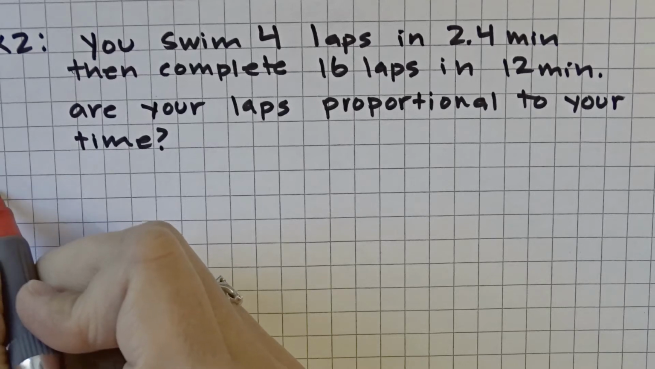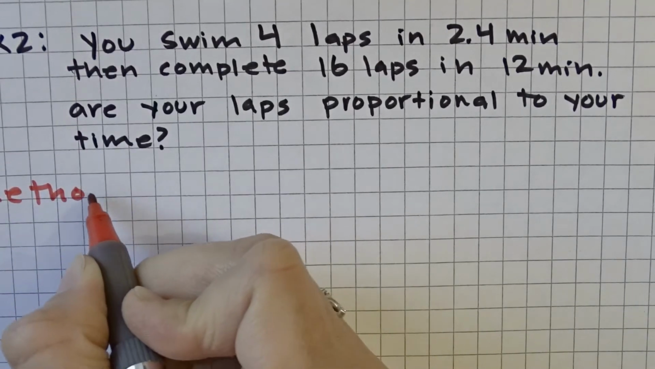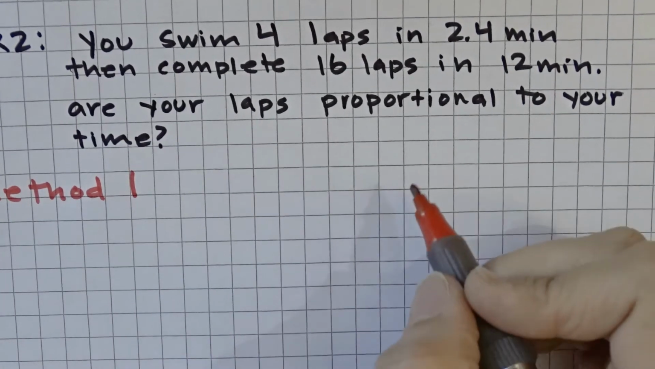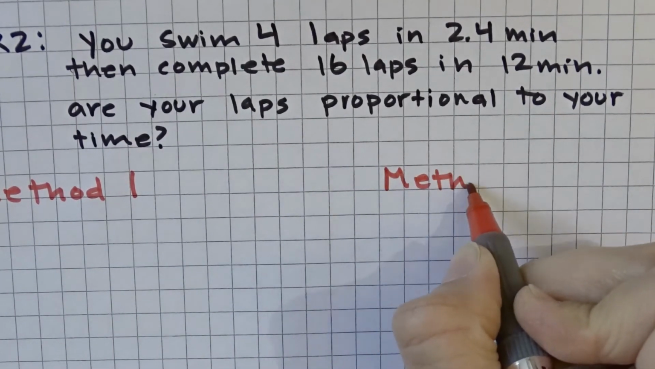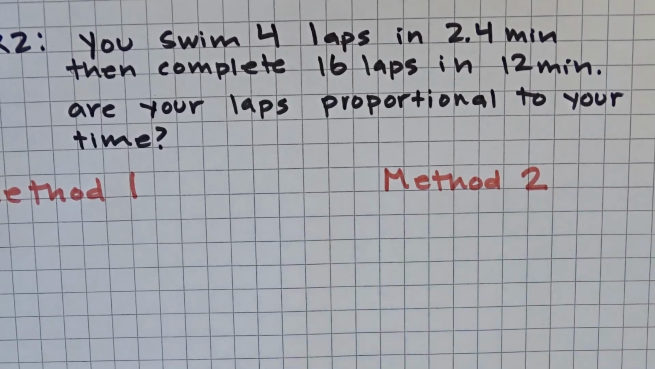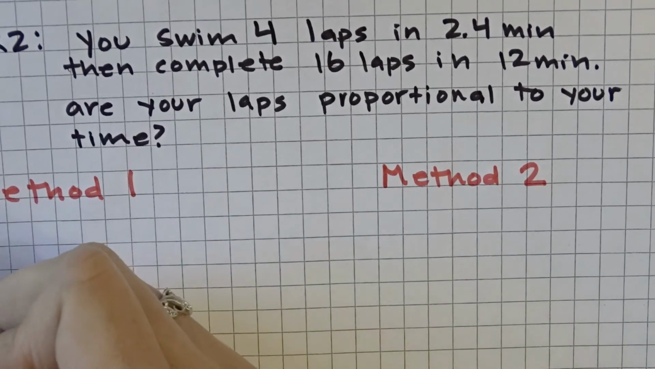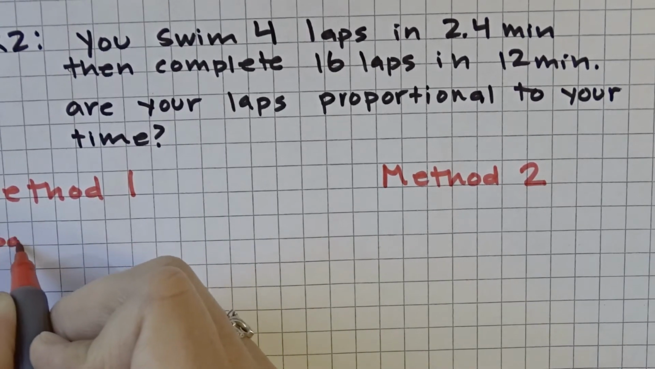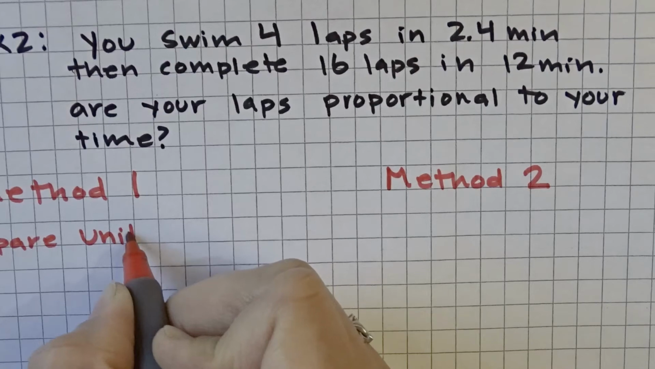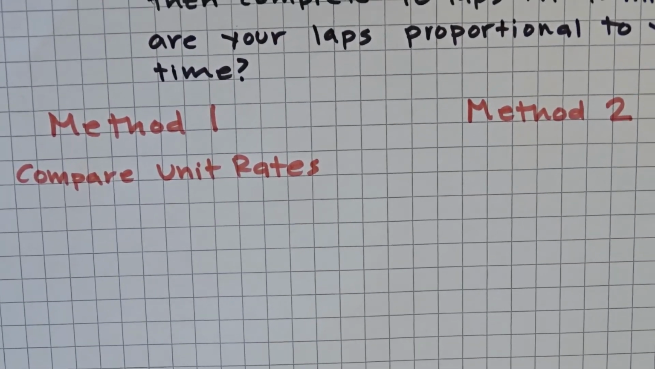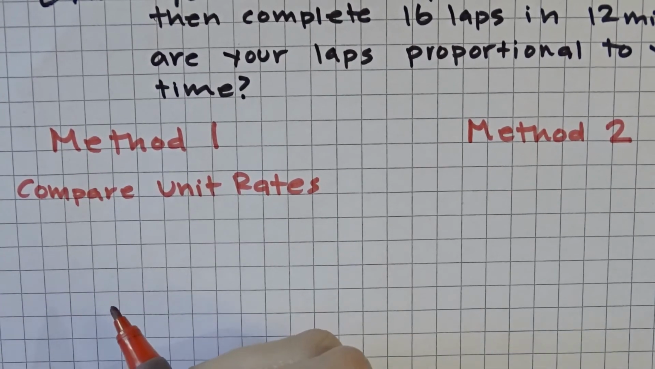So let's see, method 1. You can actually compare the rates. I want to know how long it takes me to do 1 lap, and then I can compare. And then method 2 is to just set up the proportion and use cross products. So I want to compare unit rates. Comparing unit rates means how long did you go per lap?